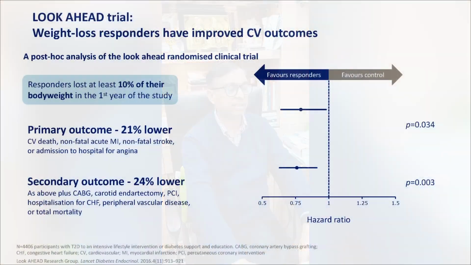The Look AHEAD trial is one which suggested that weight loss responders have improved CV outcomes. The responders lost at least 10% of their body weight in the first year of the study, and the primary outcome was 21% lower CV death, non-fatal acute MI, non-fatal stroke, or admission to hospital for angina. The secondary outcomes were 24% lower, as above plus CABG, carotid endarterectomy, PCI, hospitalization for congestive heart failure, peripheral vascular disease, or total mortality.